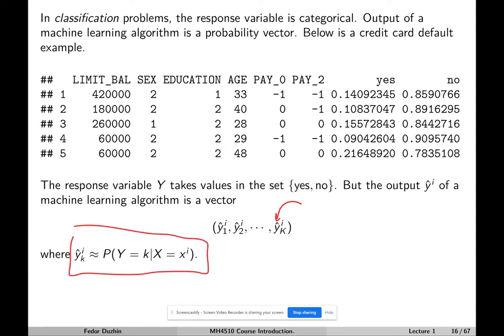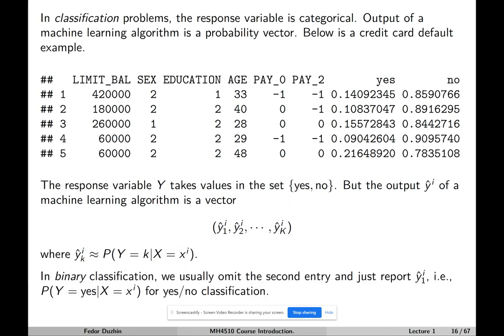Look at this. So y hat ik, right? This is the conditional probability. It is supposed to approximate the true conditional probability that our output y equals k, which we do not know, but we can only estimate it, right? So this is the estimated conditional probability that y equals k, given that x is the observed value x i. In binary classification, of course, we just omit the second entry, because the second entry is 1 minus the first entry. So there is no point to explicitly report it.